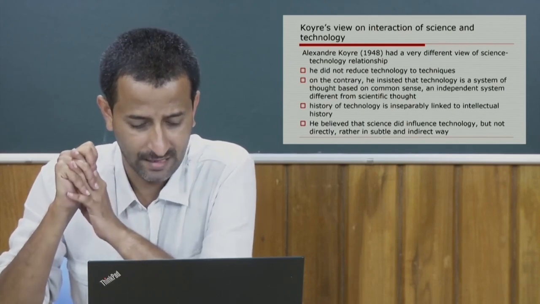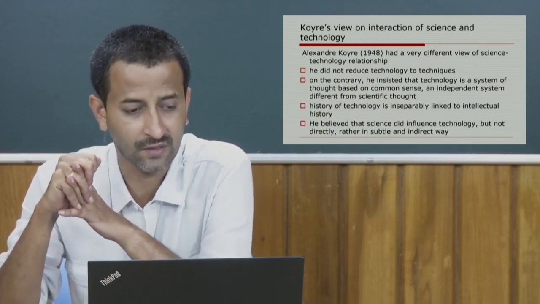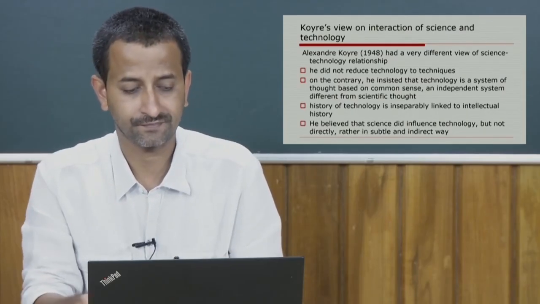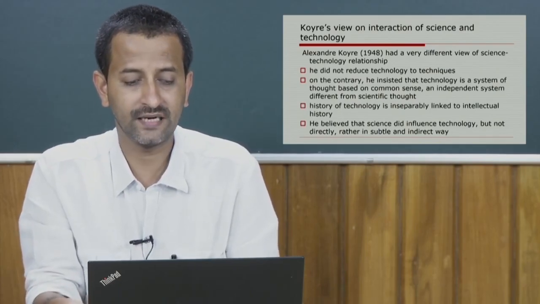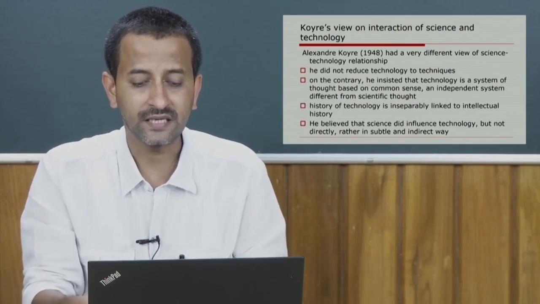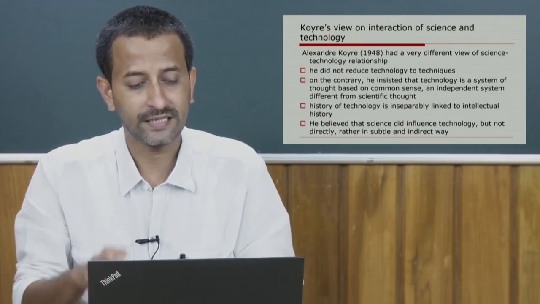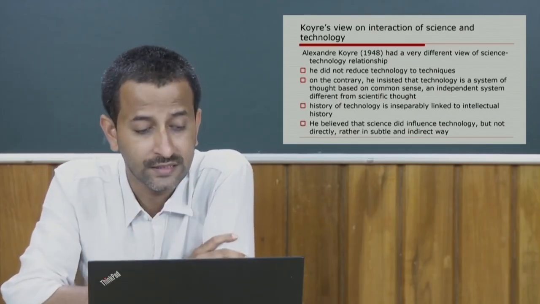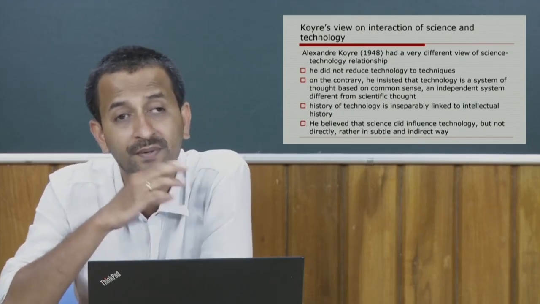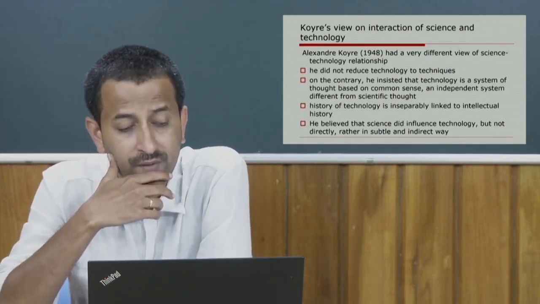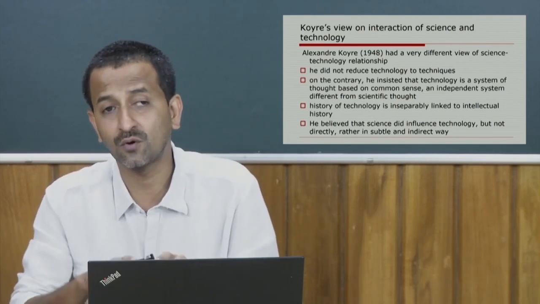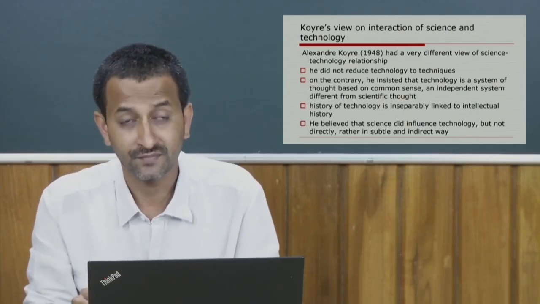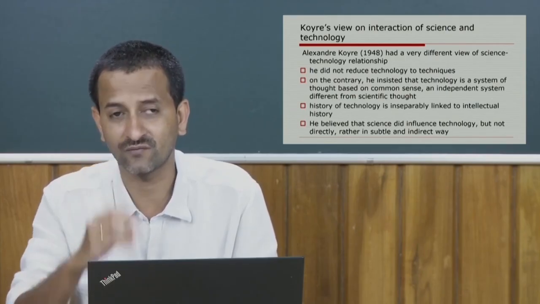He held that the technical thought of common sense does not depend on scientific thought, of which it can nevertheless observe the elements, incorporating them into common sense. Indeed, Koyré went further. To him, the history of technology is inseparably linked to intellectual history. Koyré believed that the history of technology cannot be separated from intellectual history as such. That is why technology is a form of knowledge.